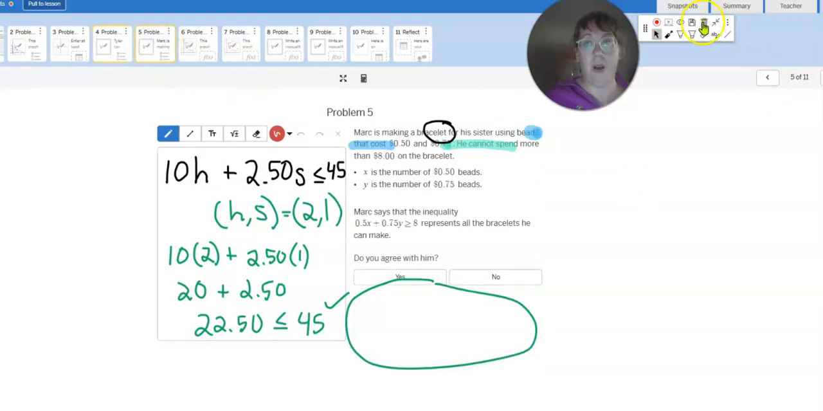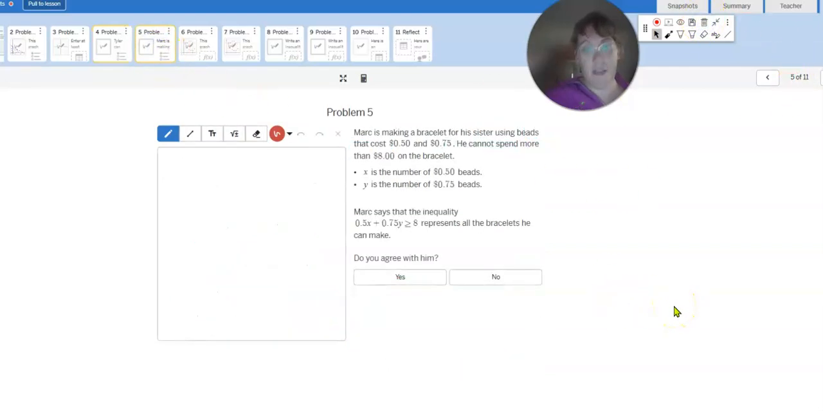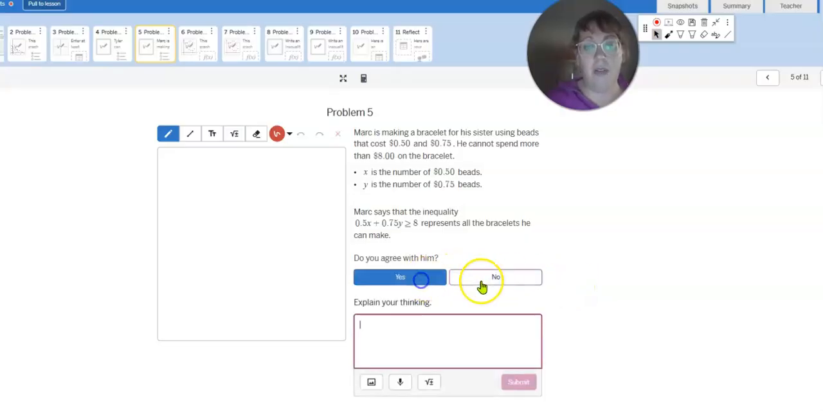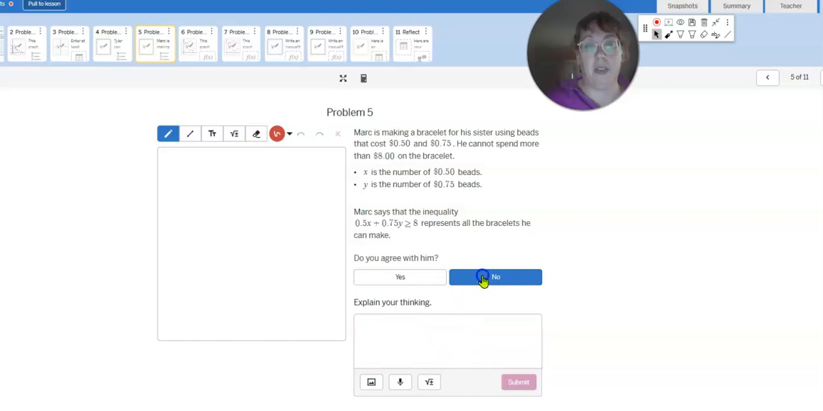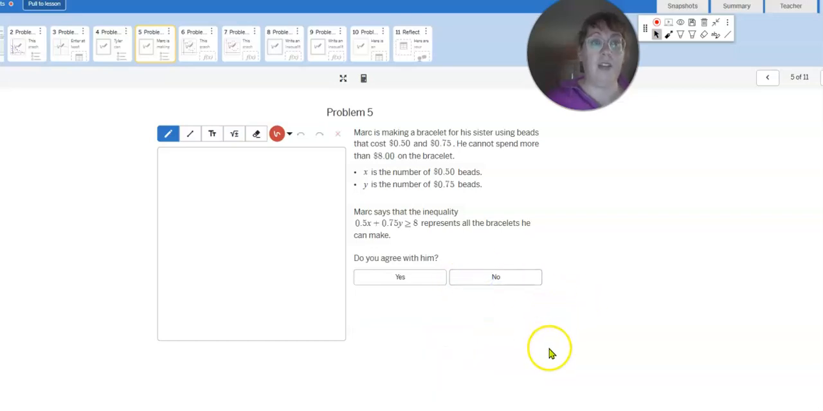When you're all set, problem 5 on slide 5. Mark is making a bracelet for his sister using beads that cost 50 cents and 75 cents. He cannot spend more than $8 on the bracelet. This is the inequality that Mark chooses. Do we agree with him? So you're going to think and look at this inequality and tell me if we agree with him or not. You're going to choose yes or no, whatever you choose, and then explain your thinking. Okay. So pause the video if you need to work through this problem. And then when you're all set, push ahead to slide 6.